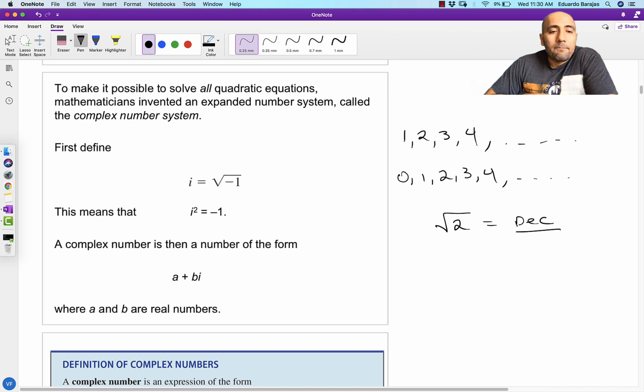So back to this specific case, we wanted to figure out some number such that when you square it, the answer was negative 1. That's what we wanted to find. There's no such number within the real number set, so we just said, well, let's just create it.